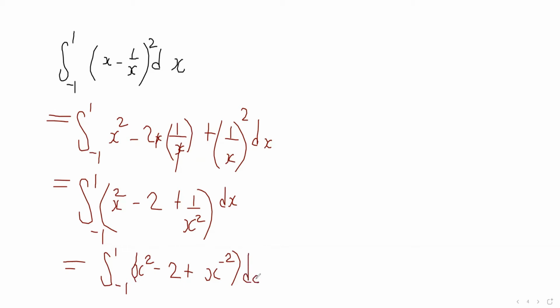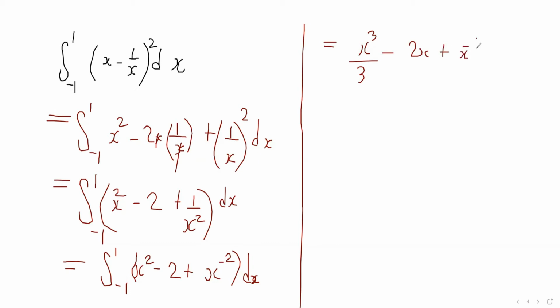Now, what we're going to do is integrate it. So this is going to be equal to: add 1 to the power, x cubed divided by the power 3, minus, add 1 to the power, 2x, then add 1 to the power, which becomes plus x to the -1, divided by the power of -1. And then of course we plug in from -1 to 1.